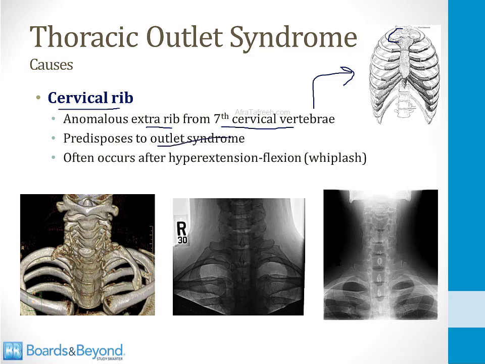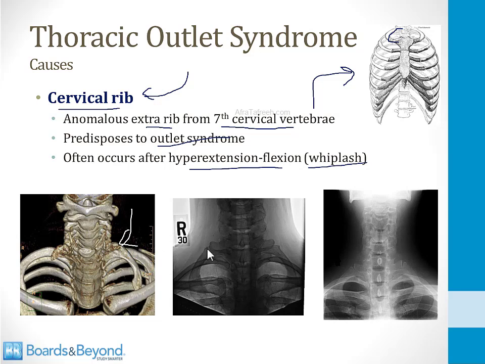outlet syndrome. This often occurs if someone who has a cervical rib suffers a hyperextension flexion injury. This is often called a whiplash injury. This can lead to development of the thoracic outlet syndrome by compressing those nerves and blood vessels. If you look at the bottom left side of the screen here, this is a 3D CT scan showing a cervical rib right here coming off the 7th cervical vertebrae.